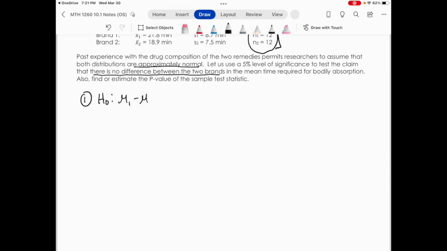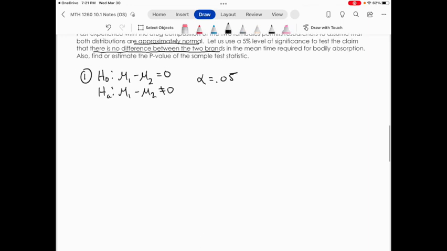Okay, so in step 1, we need to set up our hypothesis. Since we're testing means, the null hypothesis is mu1 minus mu2 is equal to 0. The alternative hypothesis, since we're checking to see if there's a difference, is mu1 minus mu2 does not equal 0. And our level of significance is 0.05.